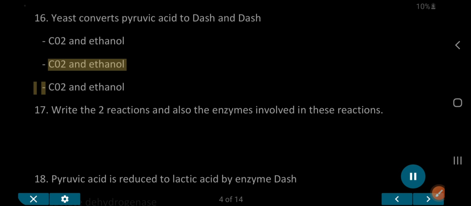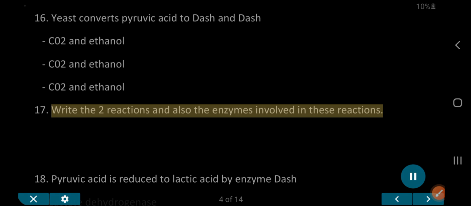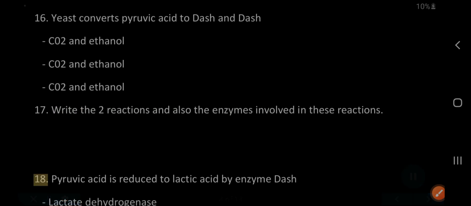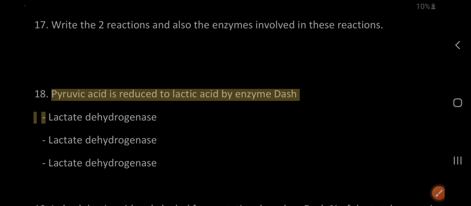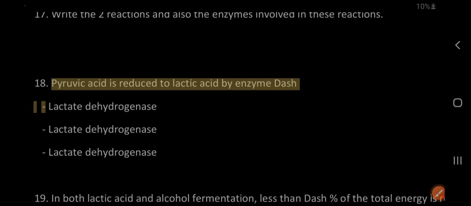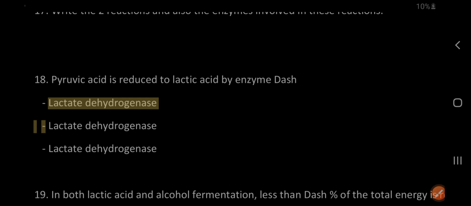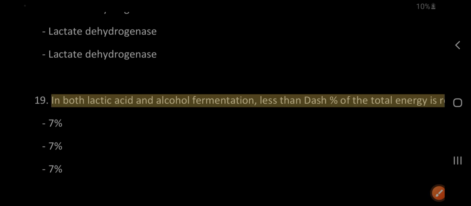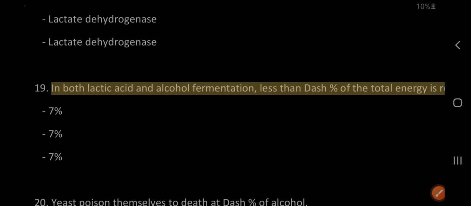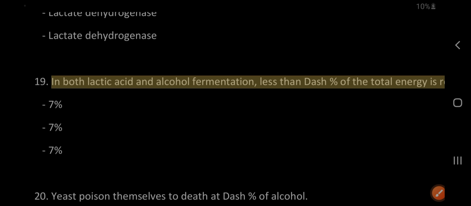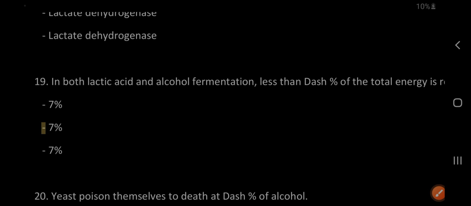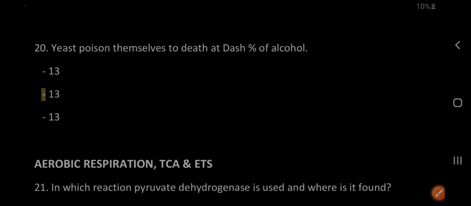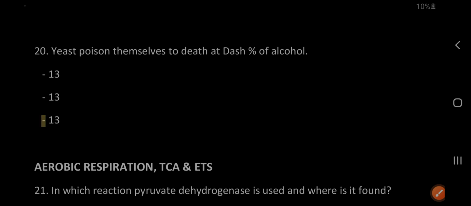17. Write the two reactions and also the enzymes involved in these reactions. 18. Pyruvic acid is reduced to lactic acid by the enzyme lactate dehydrogenase. 19. In both lactic acid and alcohol fermentation, less than 7% of the total energy is released. 20. Yeast poison themselves to death at 13% of alcohol. Aerobic respiration, TCA cycle.